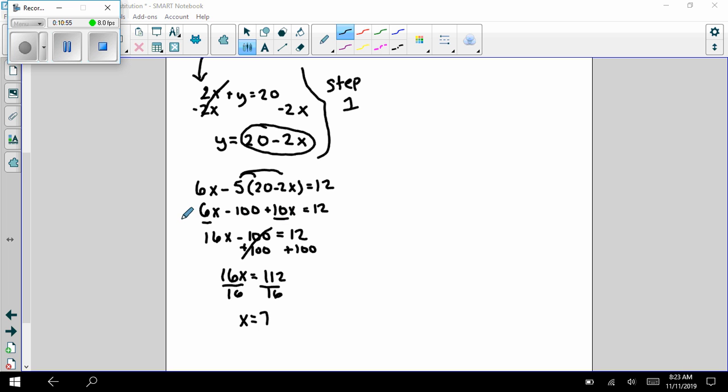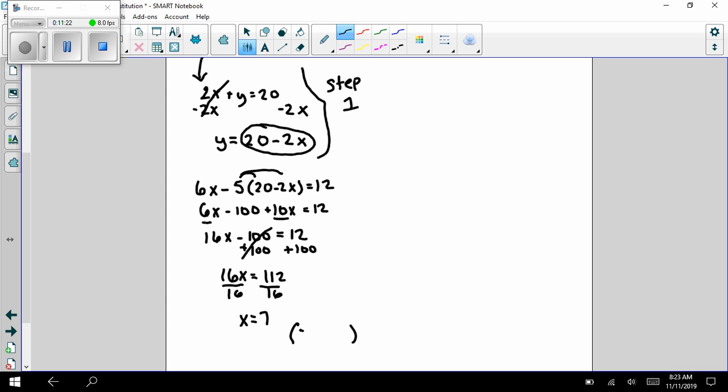In this step, we're going to combine like terms, so I underlined what was alike, my x's, so I add them. 6x and 10x is 16x. I just brought down everything else I didn't use. At this step, we take -100 to the other side by doing the opposite. We get 16x equals 112, divide, x is equal to 7. So I'm going to go ahead and record the first part of our answer.